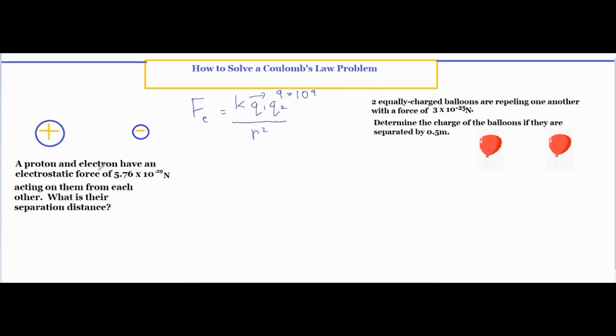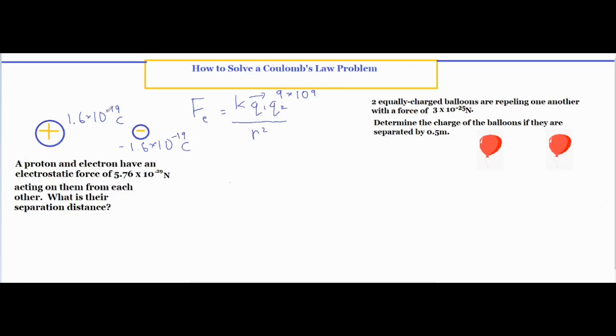It says a proton and an electron have an electrostatic force of 5.76 times 10 to the negative 29th newtons. And these are just known values as well. This is 1.6 times 10 to the negative 19th coulombs, and then an electron has the same charge. It's just negative 1.6 times 10 to the negative 19th coulombs.